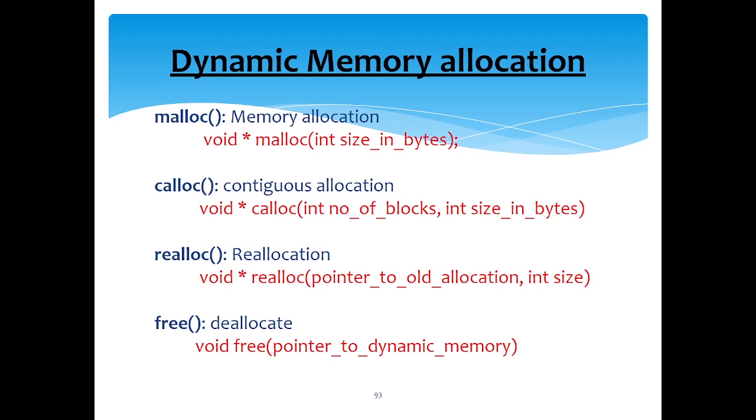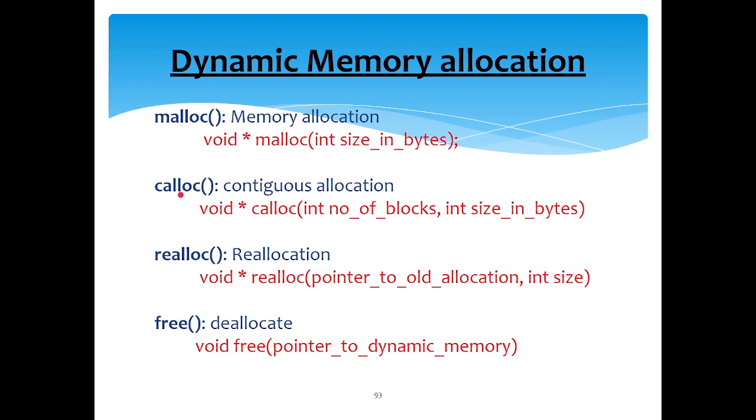There are 4 types of dynamic memory allocation functions. The first one is malloc, which is nothing but memory allocation. So how can you allocate the memory at runtime? The code has a return type, generally void pointer. Malloc is a predefined function. Inside the parentheses you write the size, int size in bytes. So give the size of memory you want to allocate. Obviously the size will be an integer, that's why we use int size in bytes.